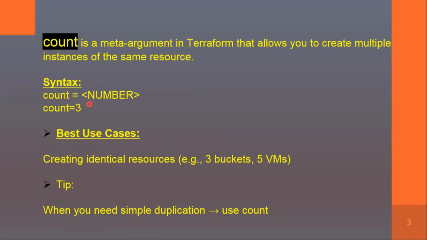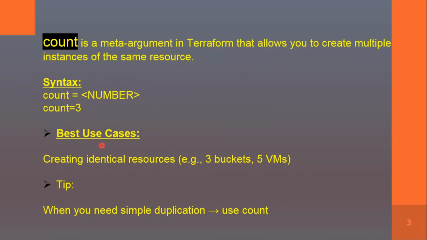As discussed earlier, count is a meta argument in Terraform which allows users to create multiple instances of the same resource. Below is the syntax of the count. If you see here, I have mentioned count equals some number. Always remember, count always takes a numerical integer value as the input. If you see the below line, I have kept count equals 3. So it will accept 3 as the numerical integer and it will repeat that particular resource 3 times.